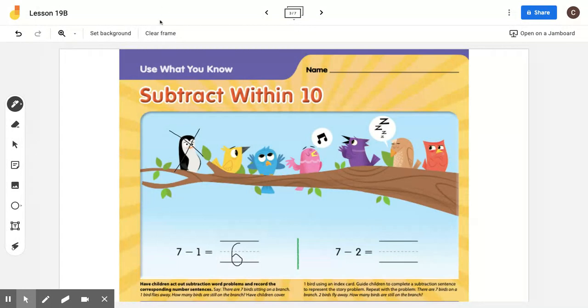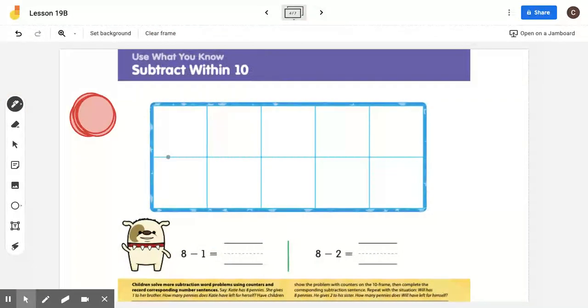Okay, so let's think about this now. If there are 7 birds on the branch and 2 fly away, how many birds are still on the branch? Right, there are 5. Very good. So when we subtract, we are taking away, we are removing. Very good. So I want us to think about using mental strategies. And when you're picturing it in your brain, you're physically removing or taking it away.